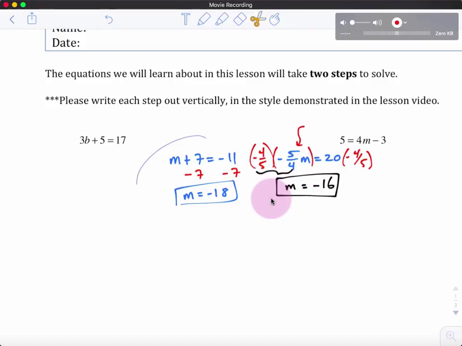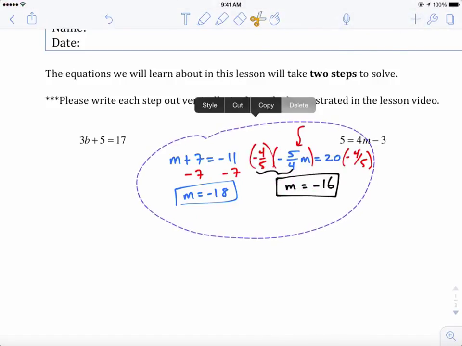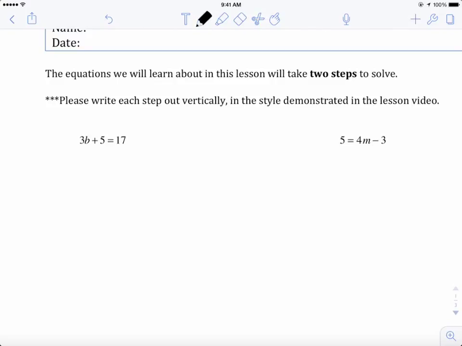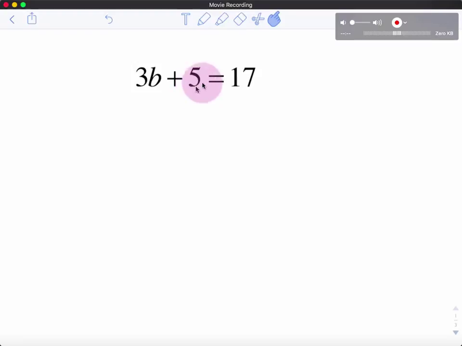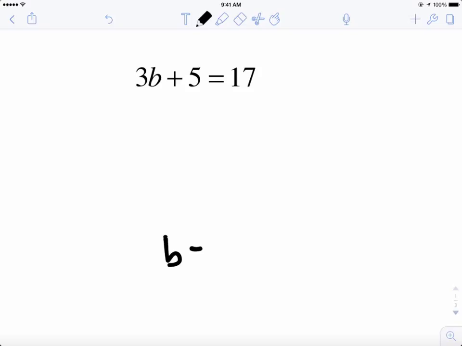So the equations that we're going to be learning about now are going to actually require two steps to solve. Let's take a look at our first one: 3 times b plus 5 equals 17. Now this is a nice and easy starting equation. Perhaps you can tell immediately what this number needs to be. And indeed, b is going to have to equal 4, because 3 times 4 plus 5 does indeed equal 17. So we already know our solution to this equation is 4.